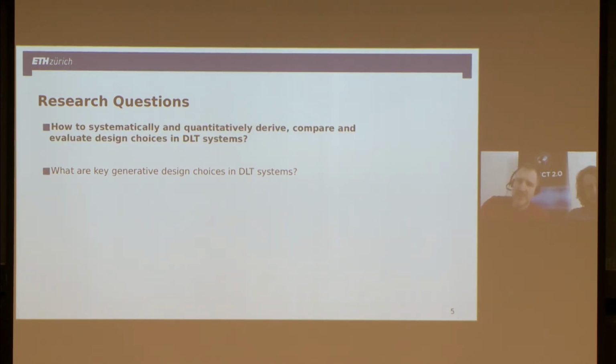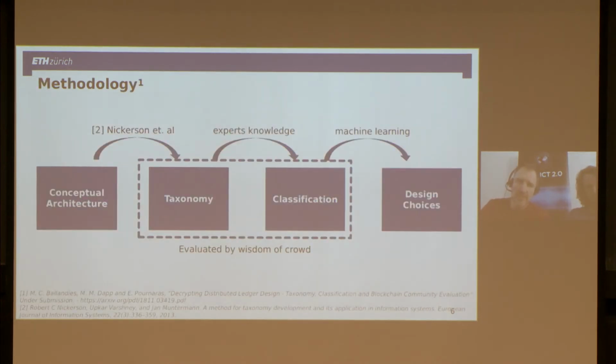How did we approach this? The methodology is, as you can see, more or less 4 larger steps. We started with a conceptual architecture, which Mark will show you in just a few minutes, in which we try to describe analytically how we think DLT systems can be described in a systematic way. From that, we use Nickerson's taxonomy methodology to come up with a taxonomy, which is a more rigid, more strict, or formal way of presenting this design space.